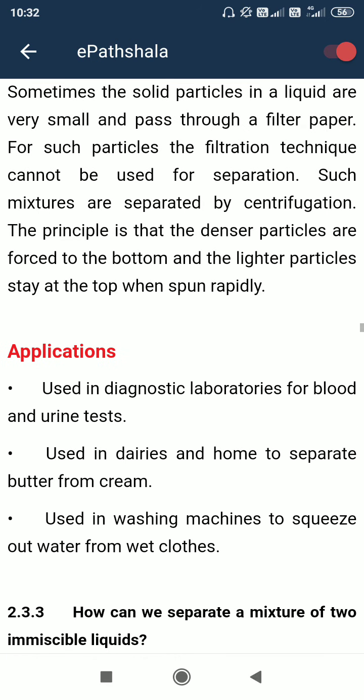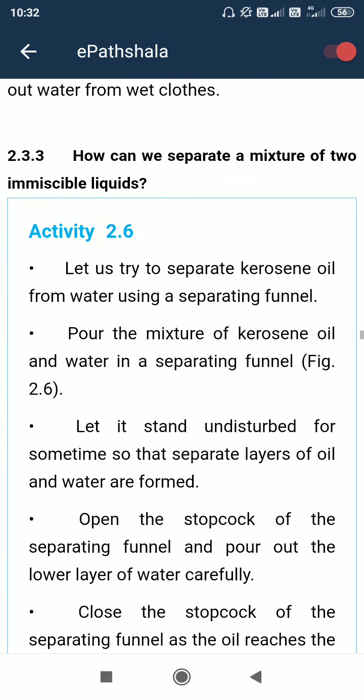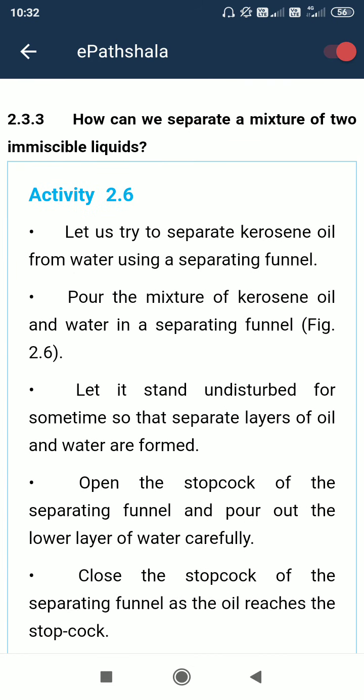Sometimes the solid particles in a liquid are very small and pass through a filter paper. For such particles, the filtration technique cannot be used for separation. If the solid particle in the solution has a dimension more than the pore dimension of the filter paper, then it can be easily separated.